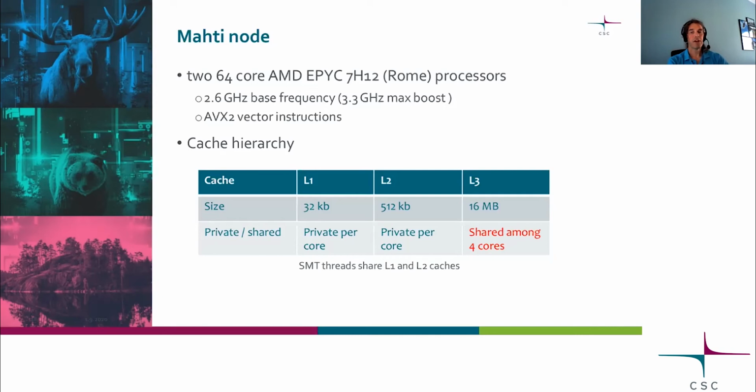For the memory hierarchy, there are 3 different caches, L1, L2, L3 caches. L1 and L2, they are private per core, but L3 is always shared among 4 cores. And if you use the simultaneous multi-threading, okay, these threads, obviously they share the L1 and L2 caches.